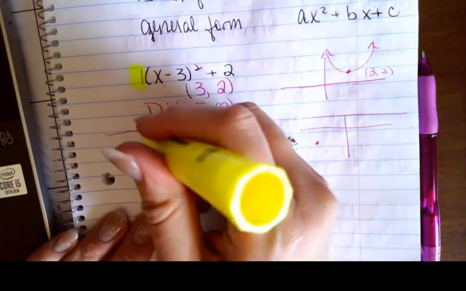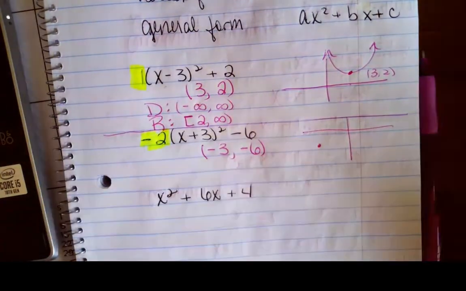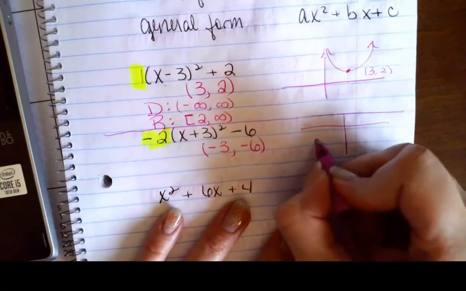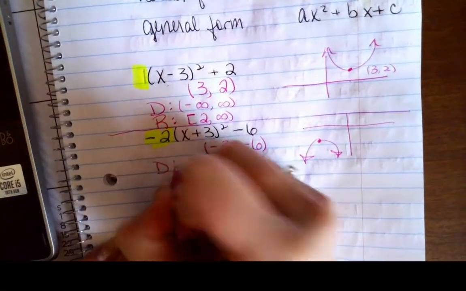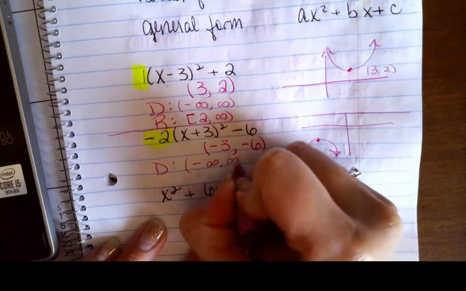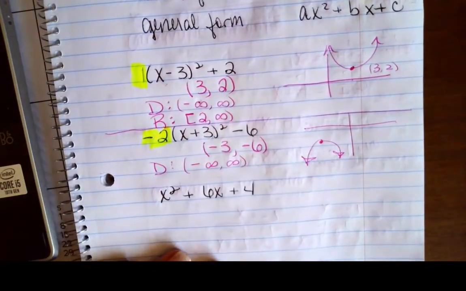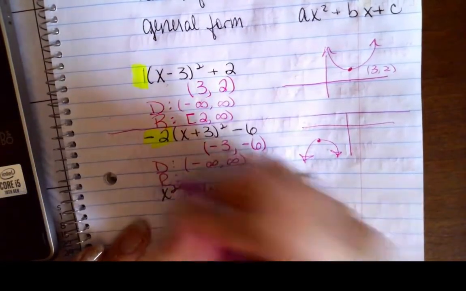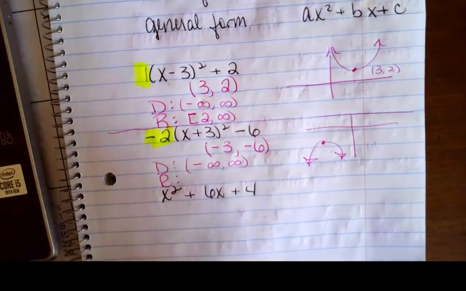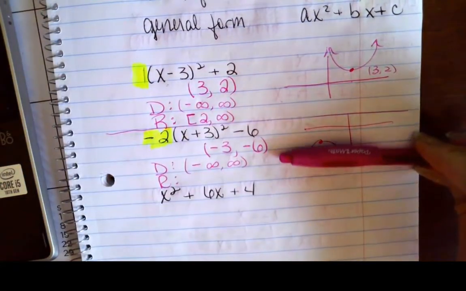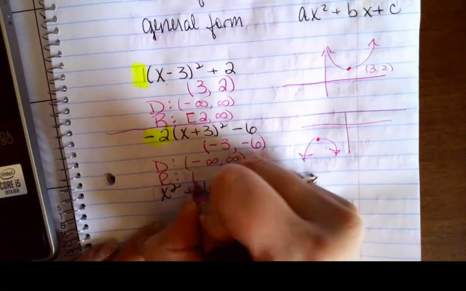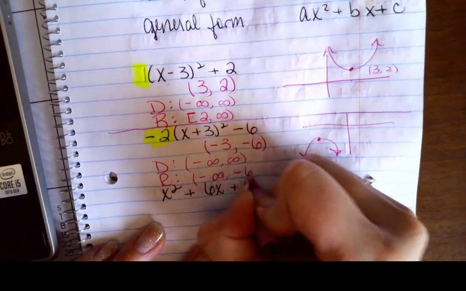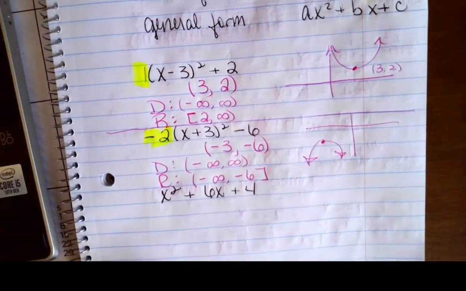I am leading off negative, which means this thing is going to open in a downwards fashion. So he will look like this. My domain of every quadratic function is going to be from negative infinity to positive infinity. Okay, your range is going to be from where? I've got all these y values until I top out at a y value of -6. So from negative infinity until I top out at -6.